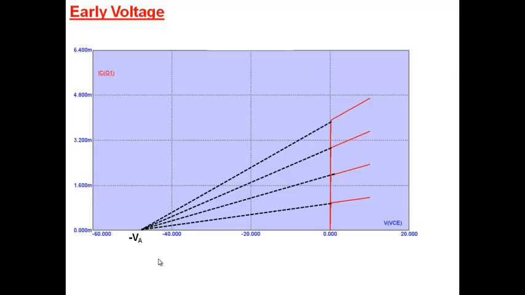And this point is what we call the early voltage here. The voltage goes by the name of a person who first described this particular phenomenon, James Early. And so this particular voltage is named after him. We call it the early voltage here, VA. Okay. Typically it's called VA. So now this is interesting.